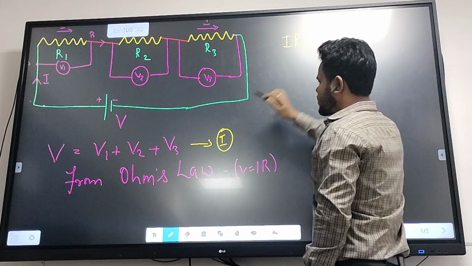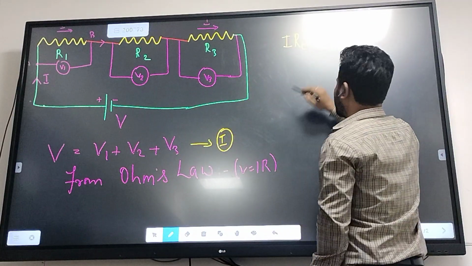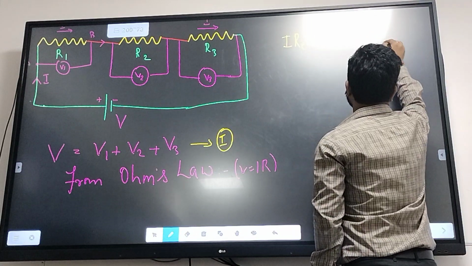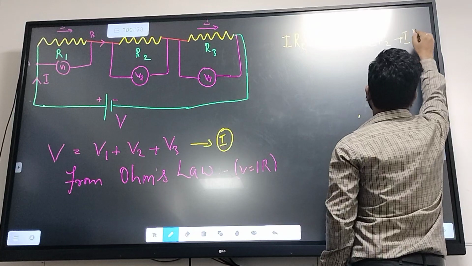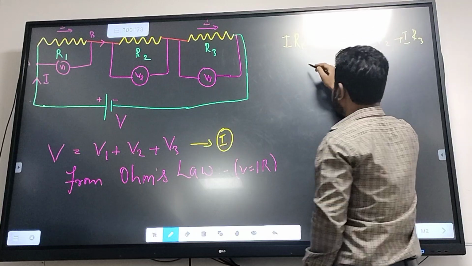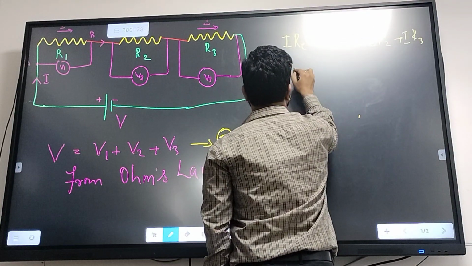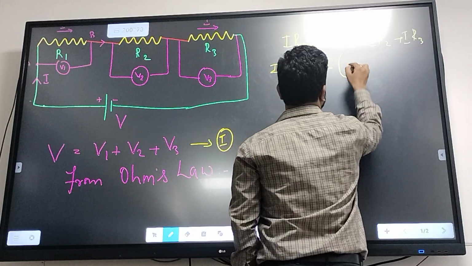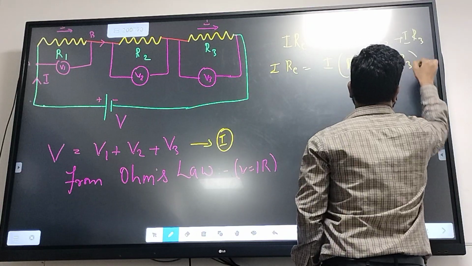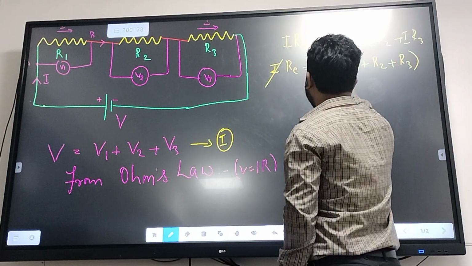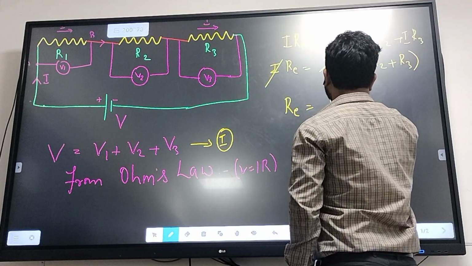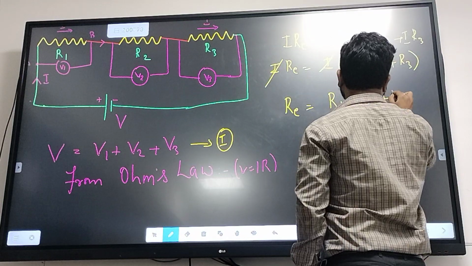That will be equal to, for V1, I into R1, plus I into R2 for the second resistor, and I into R3 for the third resistor. Since the amount of current flowing through all the resistors is the same, I can take I as common. It is I times R1 plus R2 plus R3. Here I and I cancel, so the equivalent resistance in case of series is equal to R1 plus R2 plus R3.